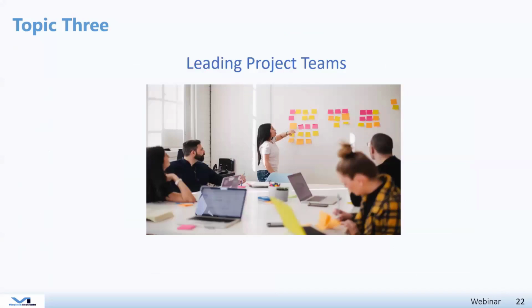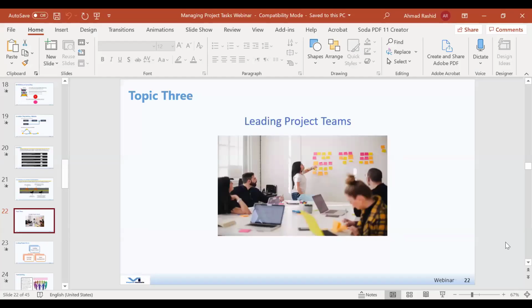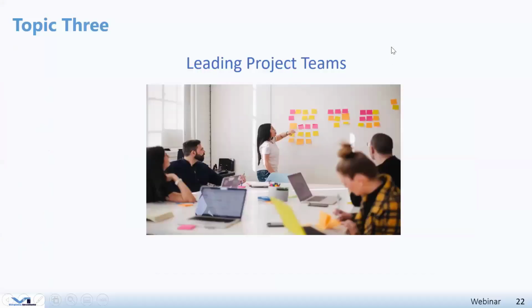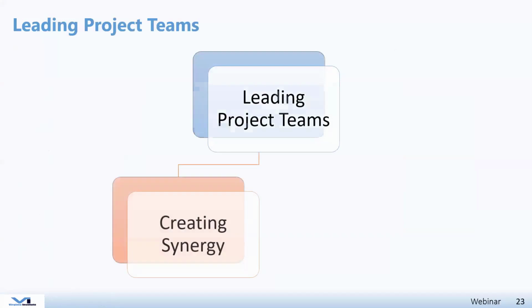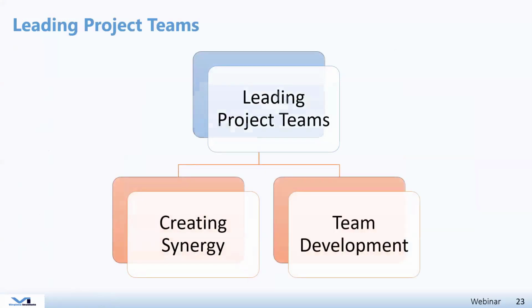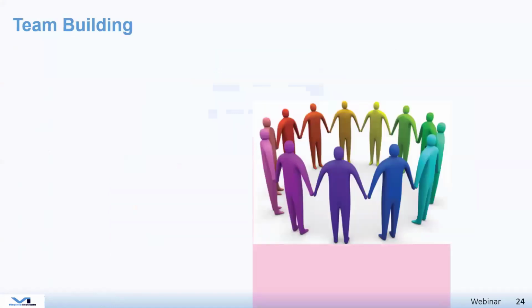So the last part of our webinar is leading project teams. So what are we going to talk about here? I will talk about the most important soft skills that you need to apply when you are leading your project teams or engaging with your project stakeholders. Basically, I will concentrate on creating synergy among team members and how you develop the project, which are two important topics when it comes to leading project teams.